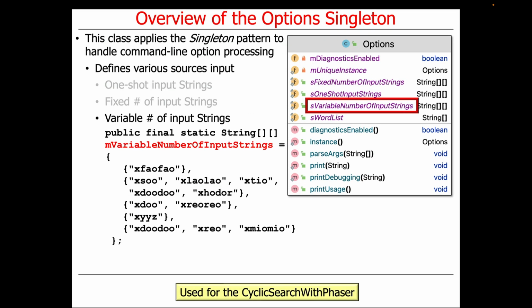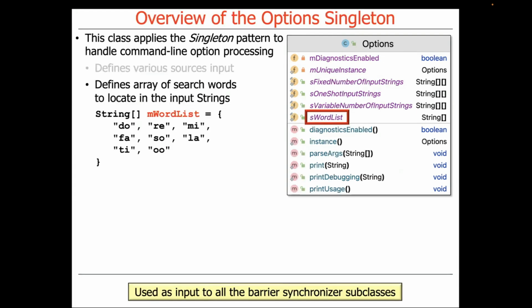And then finally, there's a variable number of input strings, which is called M. As you can see here, it has different numbers of input strings. The first one has one string. The second one has 5 strings. The third one has 2 strings. The fourth one has 1 string. And the final one has 3 strings. And this is used for cyclic search with phaser. You'll see why we have different numbers of these strings as we look through the example. And then we have the array of search words to locate in the input strings. This is just the names of the musical notes plus OO. And this is used as the input to all the barrier synchronizer subclasses.